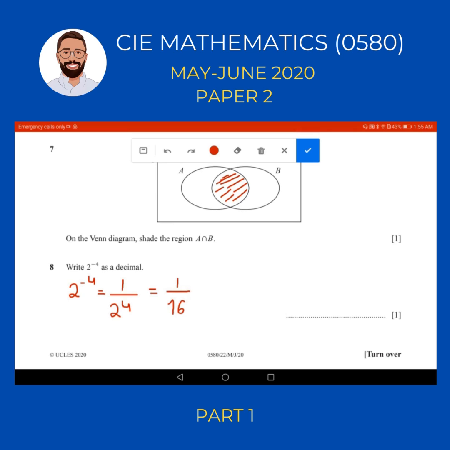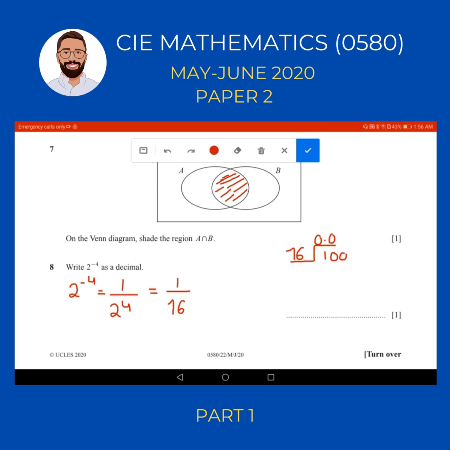Now, how can we convert 1 over 16 to a decimal number? Simply by long division. So let's do that. So 1 over 16. Now, the thing here is that we can't divide 1 by 16 because 1 is smaller than 16. So I need to add a 0. Now, once I add a 0, I need to add a 0 with a decimal point. Now again, 10 by 16 is impossible because 10 is smaller than 16. So I need to add another 0.